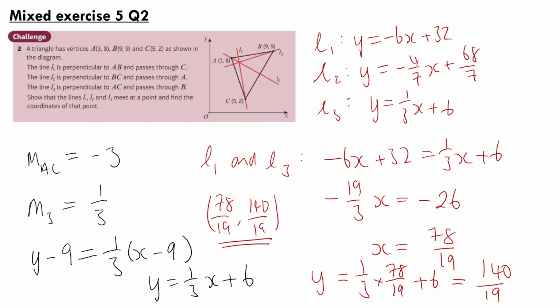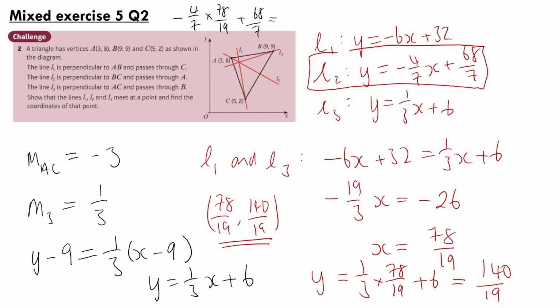But we're not done yet, because we still have to show that all of the lines meet at this one point. So all we've got to do now is show that x = 78/19 and y = 140/19 fit the equation for line 2. So (78/19, 140/19) is a point on L2 also. Plugging our value of x into the right hand side, -4/7 times 78/19 plus 68/7 gives us 140/19, which is our y value that we got for the point of intersection.